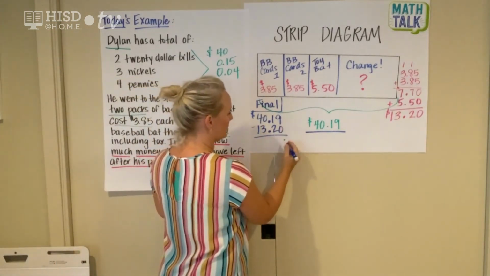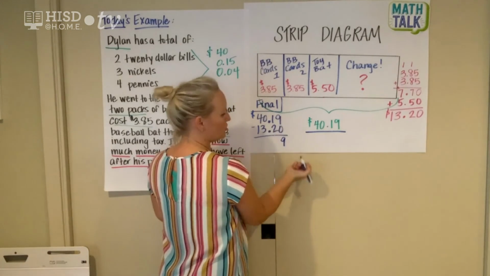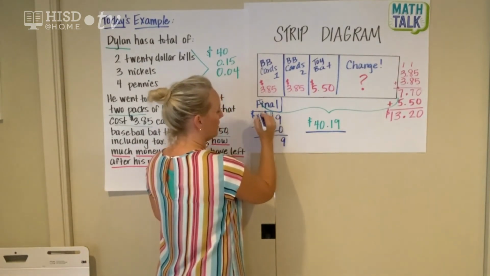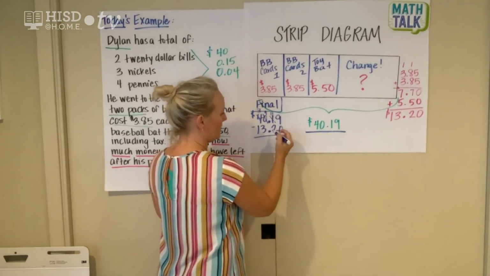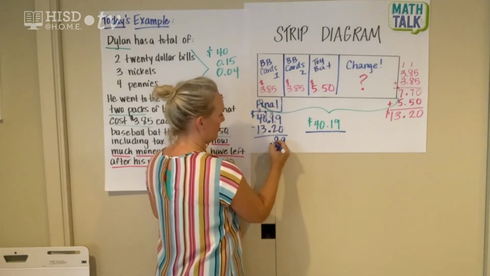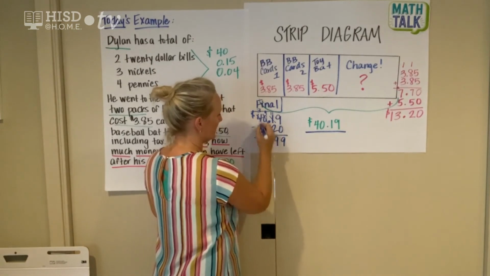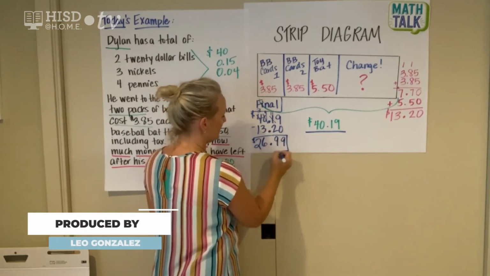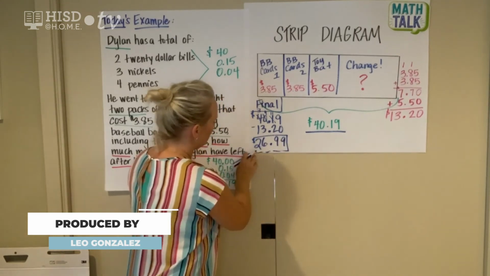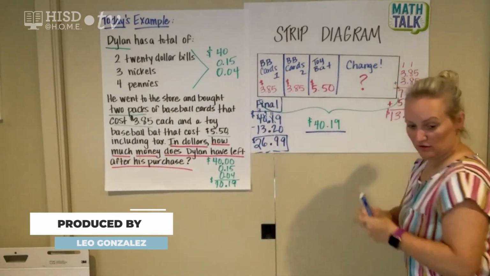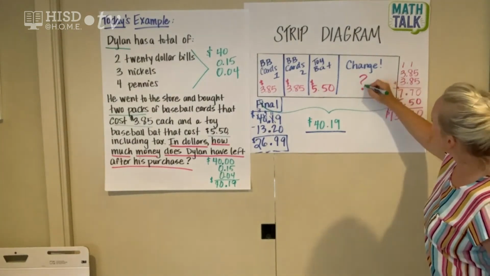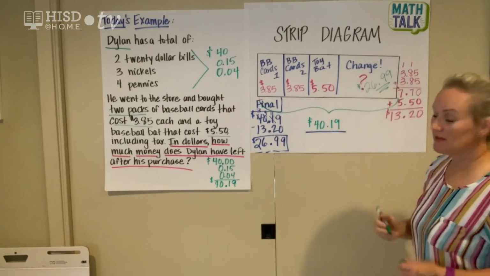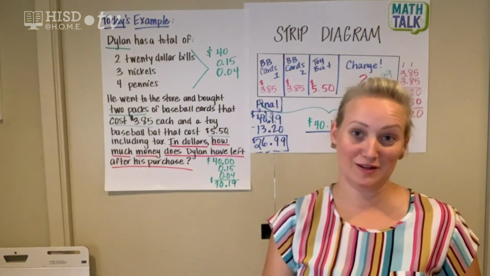9 minus 0, 9. 1 minus 2, impossible. Let's borrow from this one. 11 minus 2, 9. 9 minus 3, 6. And 3 minus 2 gives us $26.99. So $26.99 was his change that he got after he spent his money.